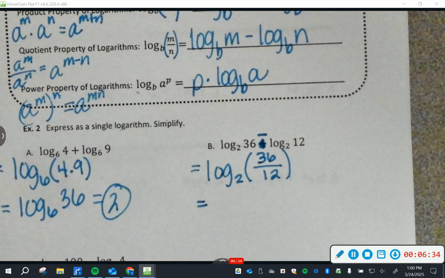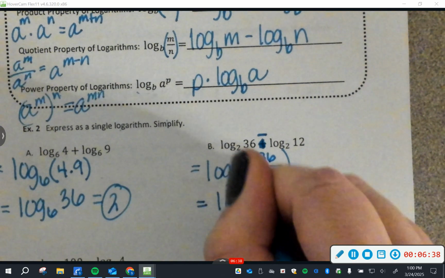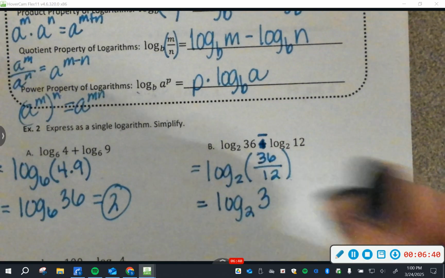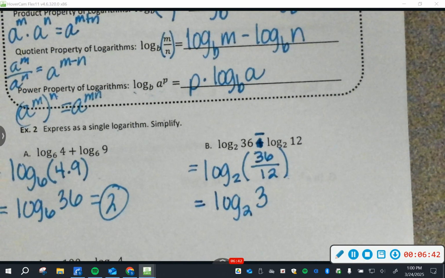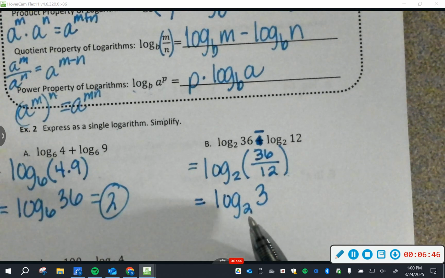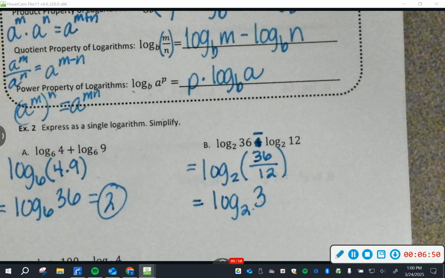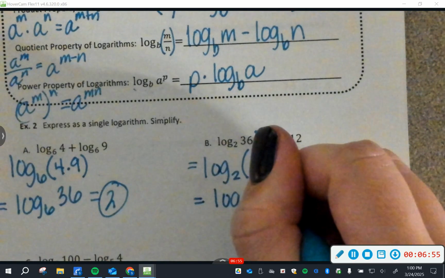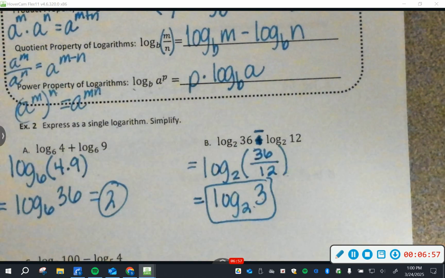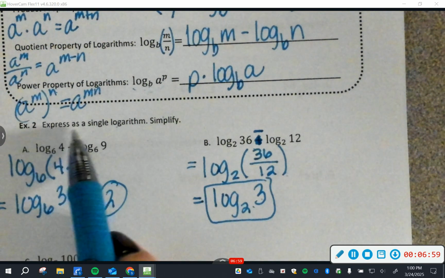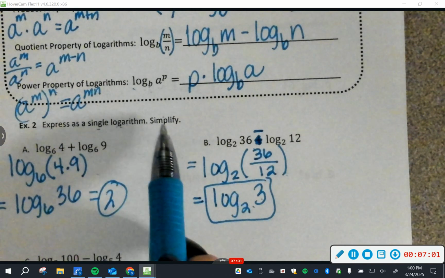Okay. Now 36 divided by 12 is 3. So this is going to be log base 2 of 3. Now, I can't figure that out either. 2 to what power is 3? Not a nice power. So I'm not going to go further like I could here. This is just my final answer, because the directions told me express as a single logarithm and then simplify.